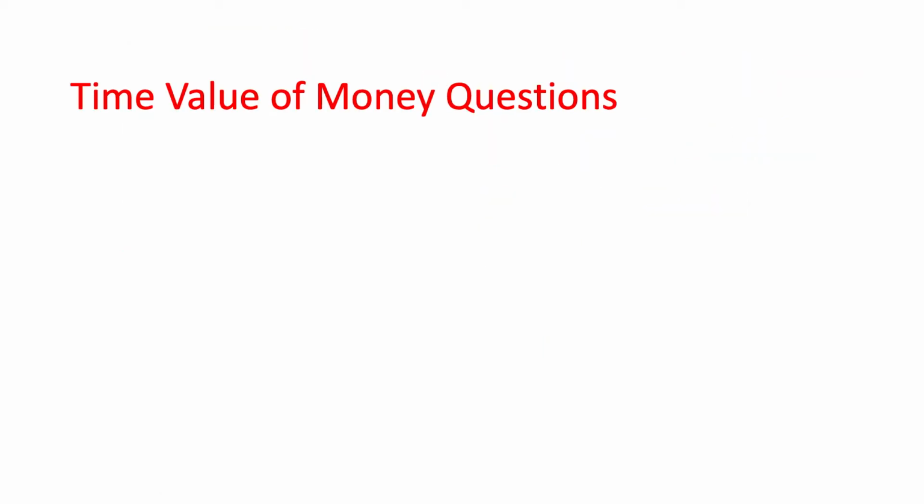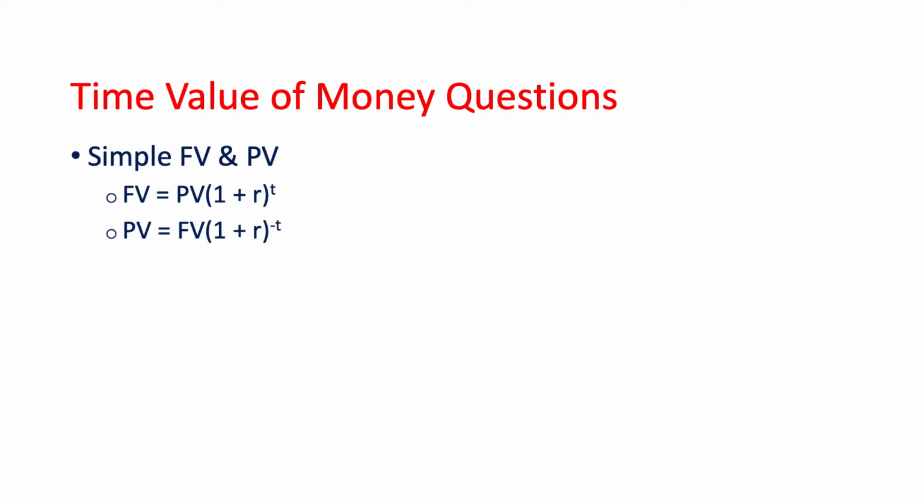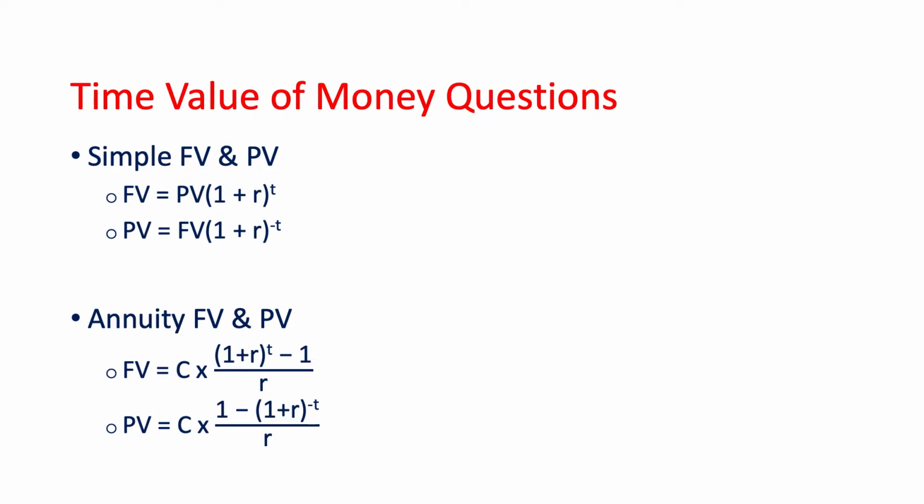There are 2 main types of time value of money questions. The first is simple FV and PV questions, which are finding the future value or present value of a single sum of money. The second is annuity FV and PV questions, which are finding the future value or present value of an ordinary annuity or annuity due.